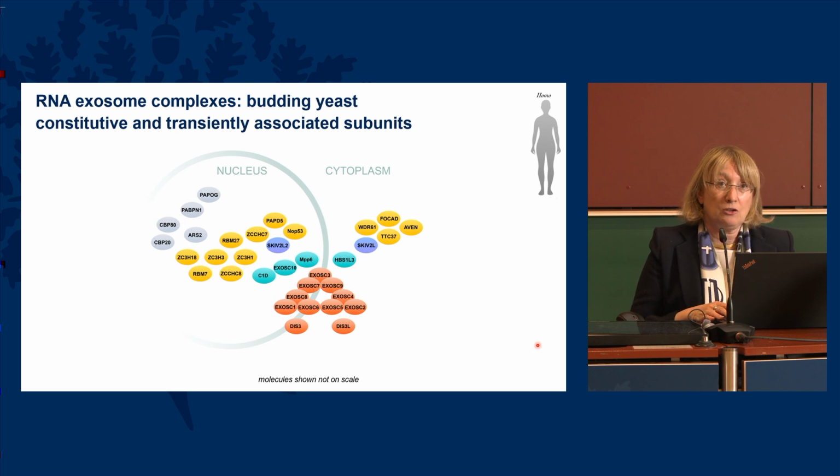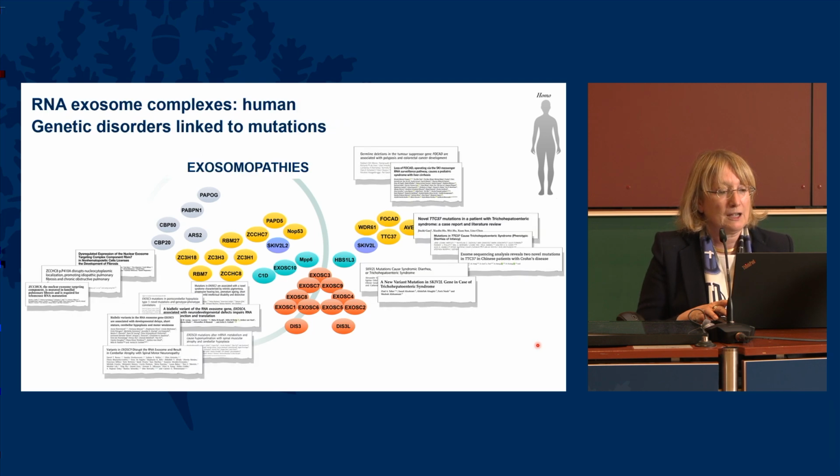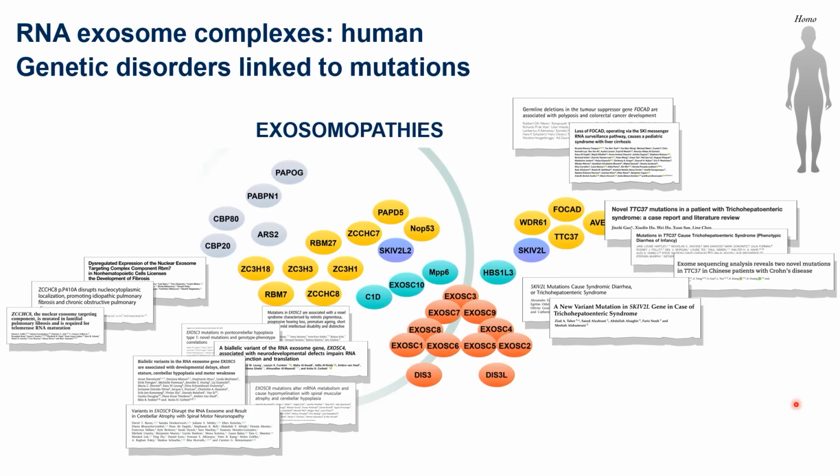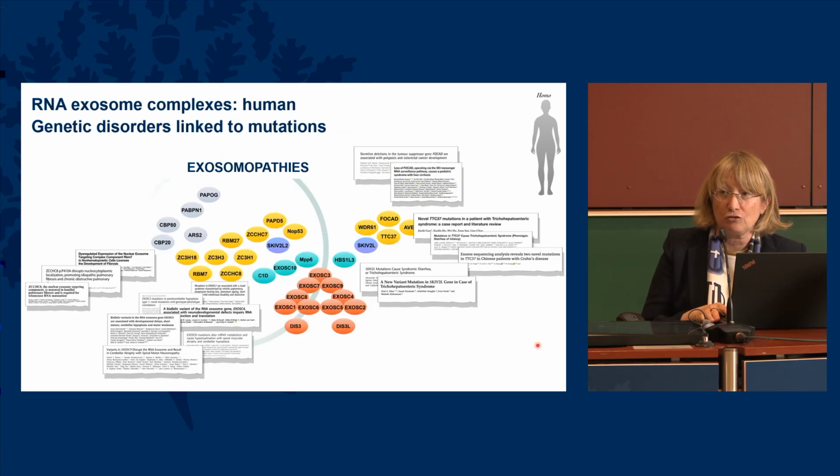Now, in humans, of course, we can look at the context also of disease. And many of these subunits have been identified in patients with rare disorders. And they cluster in different types. So we have different types of diseases that are connected to these different types of mutations in these different aspects. And perhaps it's not so surprising if one thinks of the number of transcripts and the variety of transcripts that this machinery deals with.